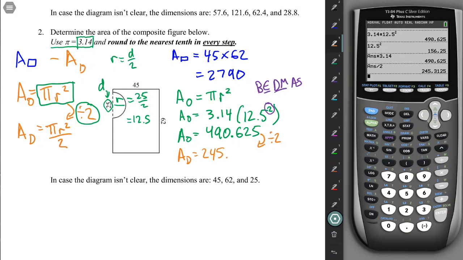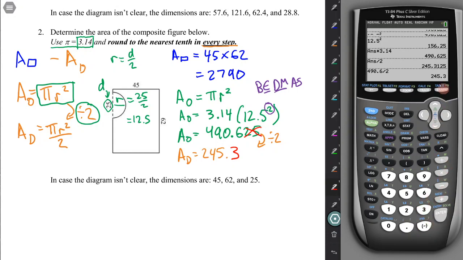Oh, I just realized it says round to the nearest tenth in every step. So if I rounded correctly in this step, it should have just been 490.6 here. Regardless, you're going to get 245.3 here, because rounding doesn't actually matter. So let me show you. If I actually followed the instructions and rounded in the step, 490.6 divided by 2 still gives me 245.3. So regardless, we've got 245.3.